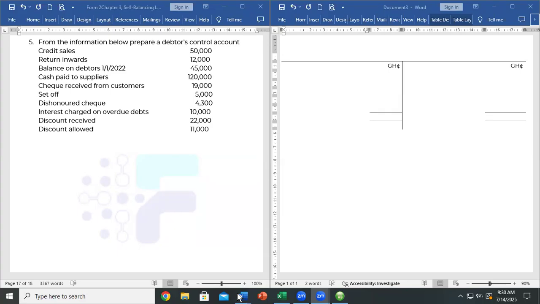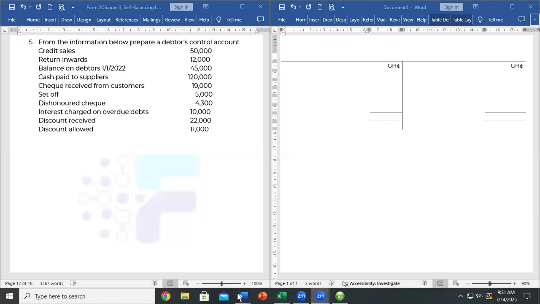From the information below, prepare a debtors control account. Credit sales, 50,000. Return inwards, 12,000. Balance on debtors on 1st January 2022, 45,000. Cash paid to suppliers, 120,000. Check received from customers, 19,000. Set off 5,000. Dishonored check 4,300. Interest charged on overdue debts 10,000. Discount received 22,000 and discount allowed 11,000.